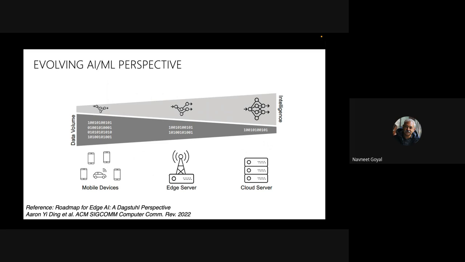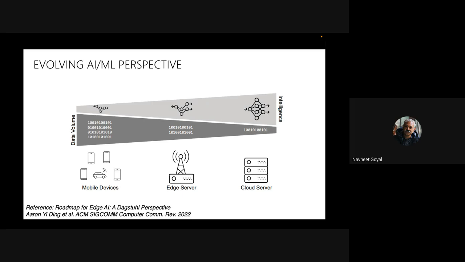Now you look at this picture. This basically gives you the evolving AI ML perspective of Edge AI. You can see here, if I move from left to right, the amount of data is decreasing, but the kind of intelligence you can incorporate increases. If I were to run a very simple perceptron model, maybe at the mobile device I could do that, but I will not be able to fit in or run a deep neural network on the mobile device.